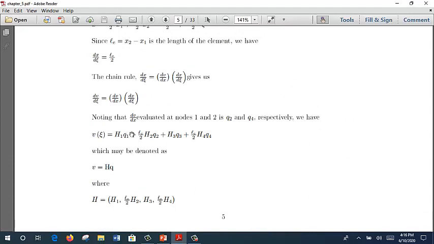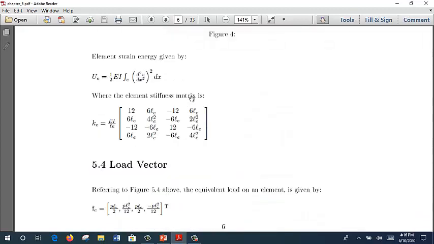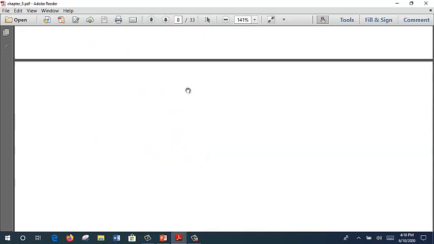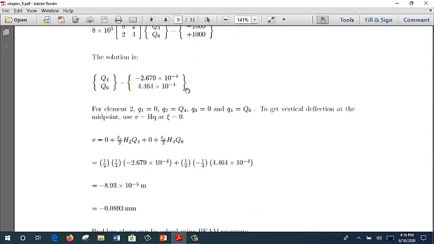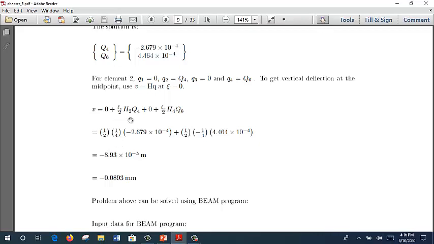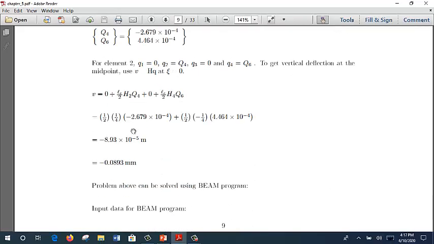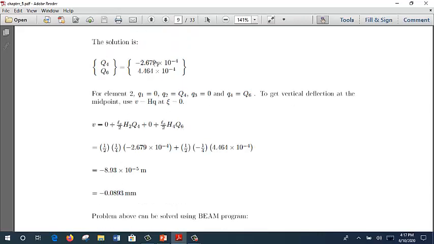So you just substitute for every value of Q1, Q2, Q3 and Q4. Okay, so from that, and then you substitute it, so you will get this thing. Okay, and then you will get your deformations, the vertical deflection of the midpoint. Okay, the H is given, get it from here.